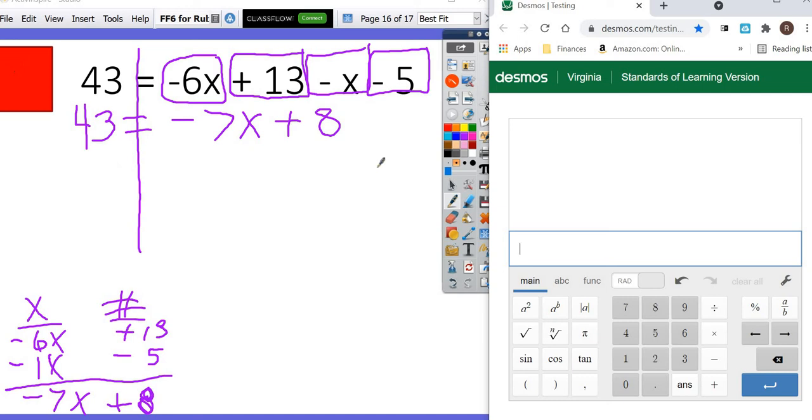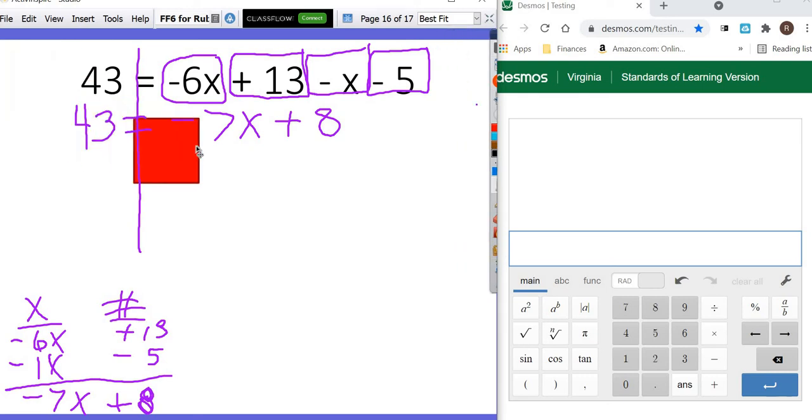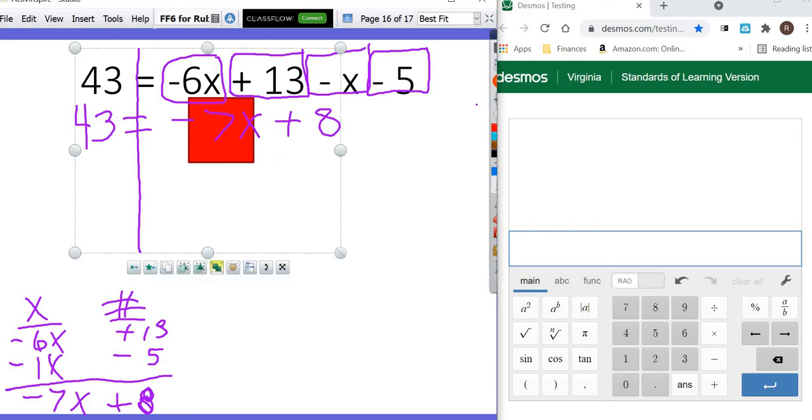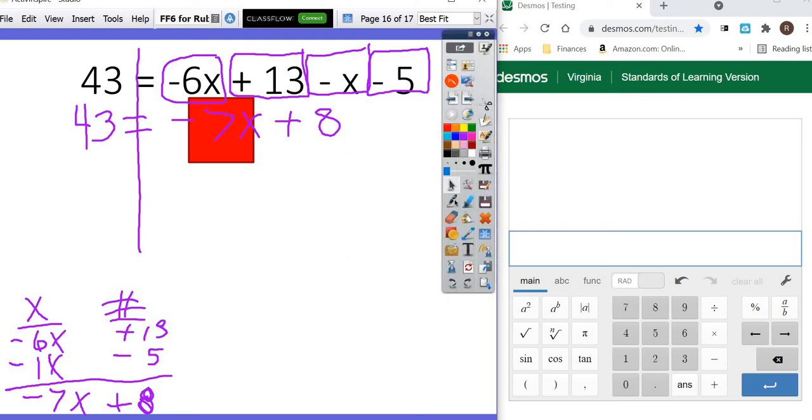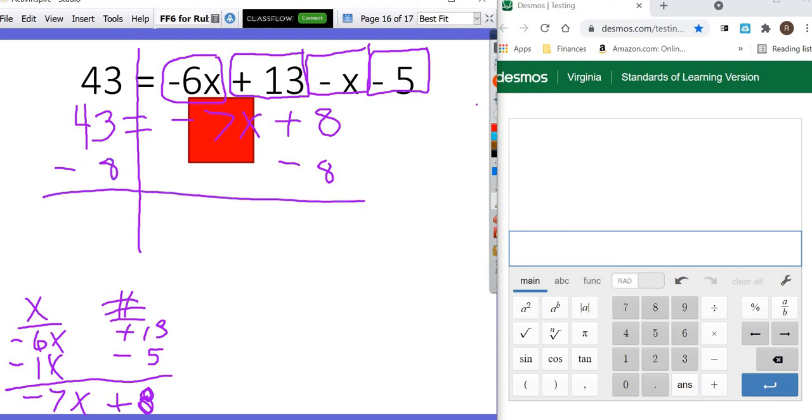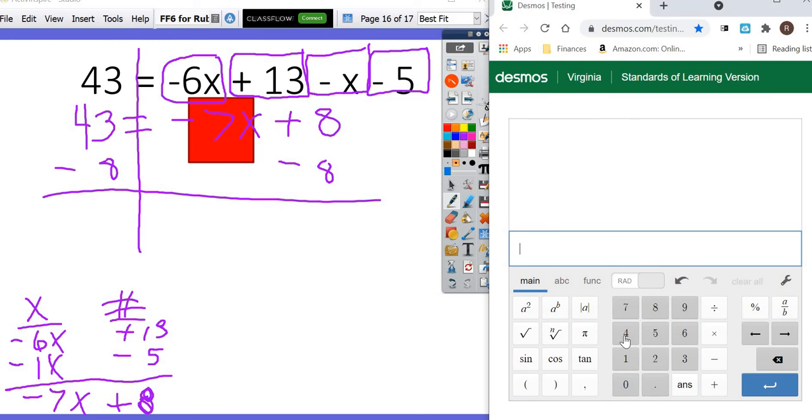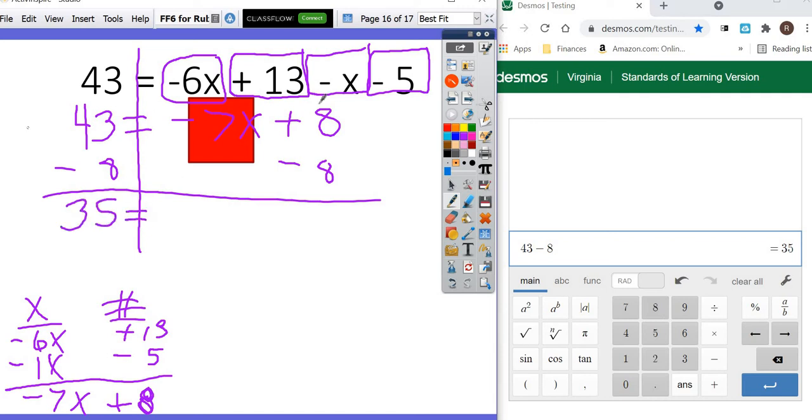I'm going to take my box, and I'm going to cover up the variable and the number with it. So that negative 7x, just pretend it's not there for now. We're only looking at the plus 8. So plus 8, what's the opposite of that? It is negative 8. So let me get my pen. I'm going to subtract 8 from each side and draw my line. So come to my calculator. 43 minus 8 is 35 equals, and then plus 8 minus 8 is 0. Okay, so that went away.